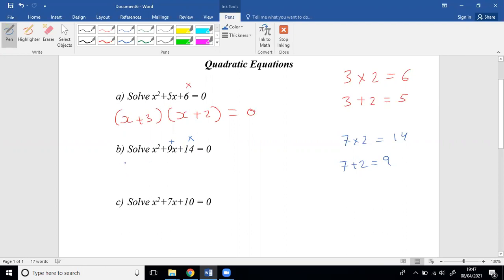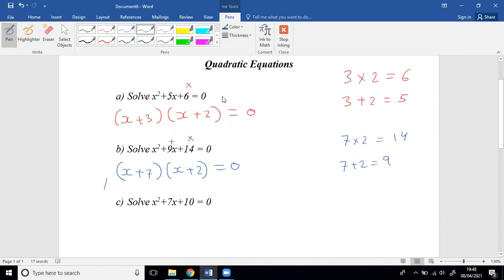So therefore, what I'm going to do next is have a bracket and another bracket equal to 0. And then I'm going to write x and x. Since they're both positive numbers, 7 and 2, my answer is going to be x plus 7, x plus 2. I can write them the other way around as well. For example, I can write x plus 2 first and x plus 7. It should still give me the correct answer.